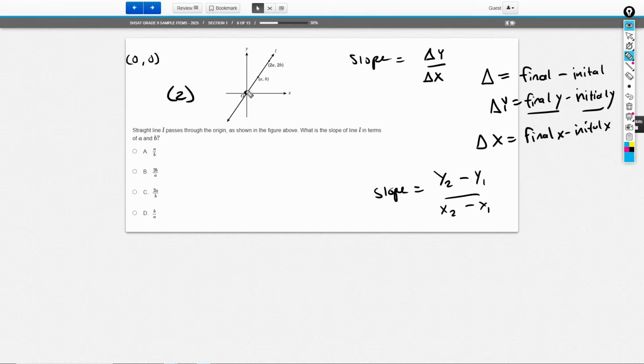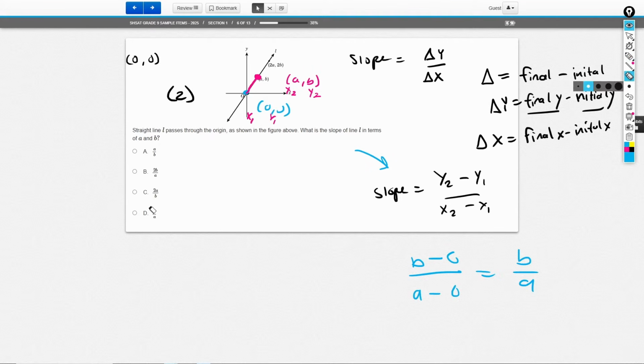If I look at this graph, I have the origin, which I know is 0, 0, and I have my second point over here, which is a, b. So if I look between these 2 points, I start at 0, 0. That's my initial x, or my x1 and my y1. And then I go up and I stop at a, b. So a is my final x, that's x2, and b is my final y, which is y2. So now that I've assigned and ordered my points, I can just plug them into this equation, right? I have y2, which is b, minus y1, which is 0, divided by x2, which is a, minus x1, which is 0, and this turns into b over a, which is my slope. Okay, that's going to be choice D.